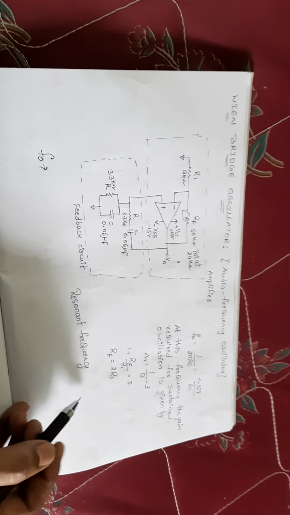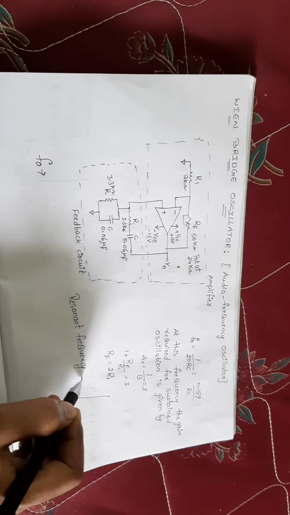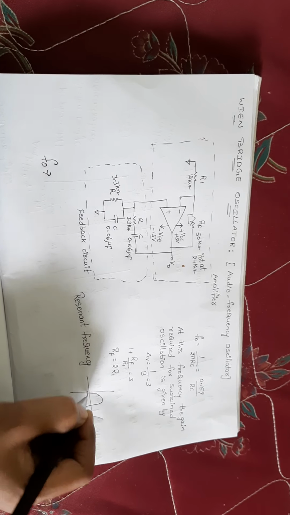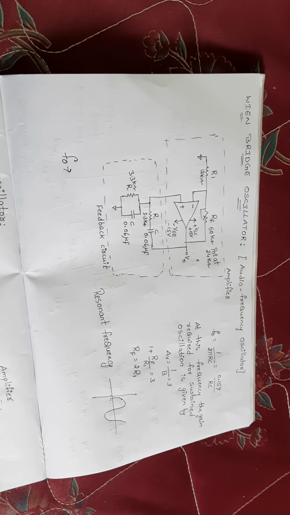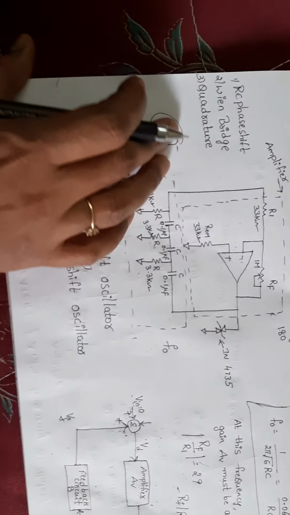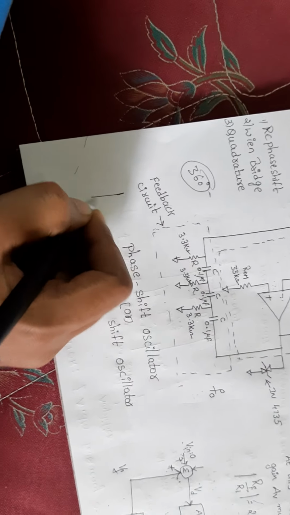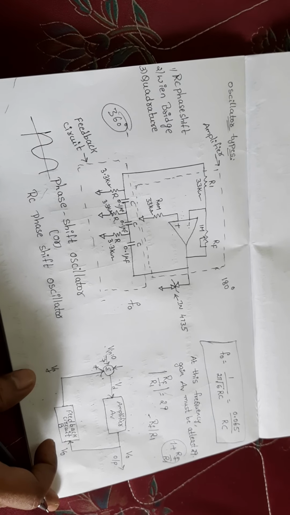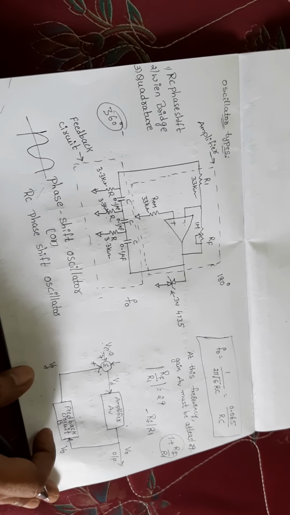Remember, you can represent the waveforms for an oscillator directly like this. Why? Because we are not giving any input. It is producing the output sinusoidal waveforms. And for this RC phase shift oscillator also, you can represent the waveform like this, sinusoidal waveforms. For all oscillator types, you can show the output waveform as a sinusoidal waveform.